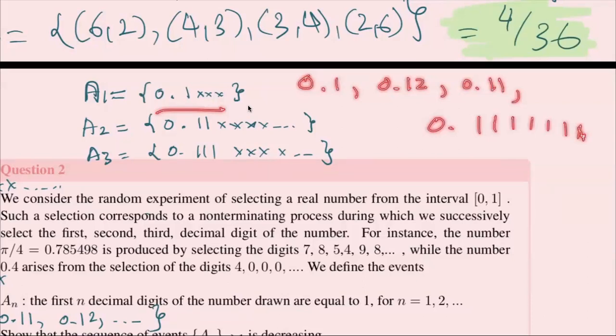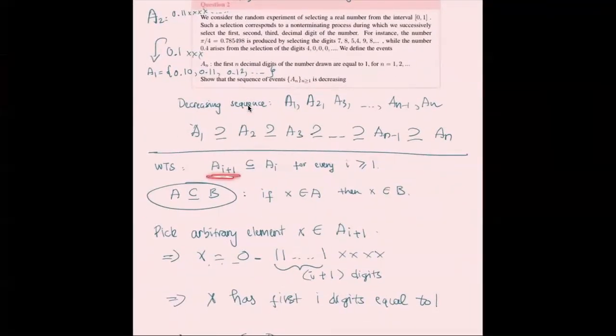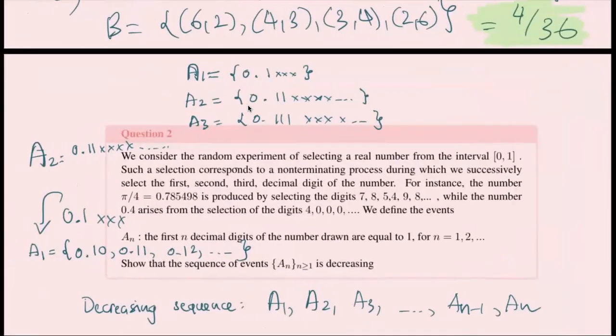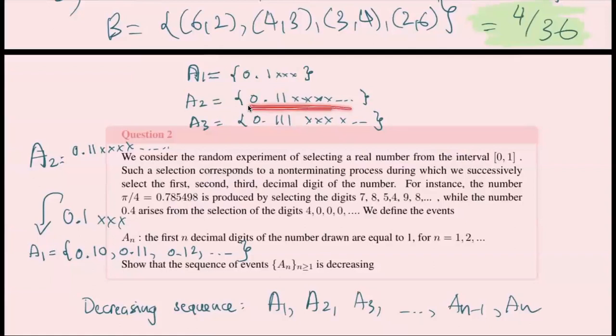How would it be a subset? So we are talking about Ai plus 1 being a subset of Ai, right? For example, you can say that A2 is a subset of A1 because A2 is a set and A1 is also a set. And then for every element in A2, no matter what element that is, you can always find it in A1 because every element in A2 also has this form. Does that make sense?